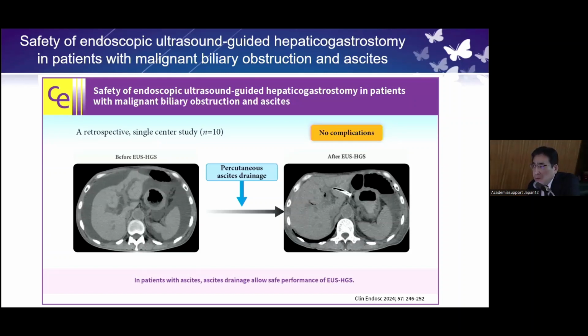We reported already on much ascites patients, 10 cases. In patients with much ascites, we put in a percutaneous drainage before ESBD, and then we perform the ESBD. After 2 or 3 days, we remove the percutaneous drainage. In this situation, safety, I don't say very safe because it is just 10 cases, but all cases were safe. No infectious peritonitis, no infection or anything.